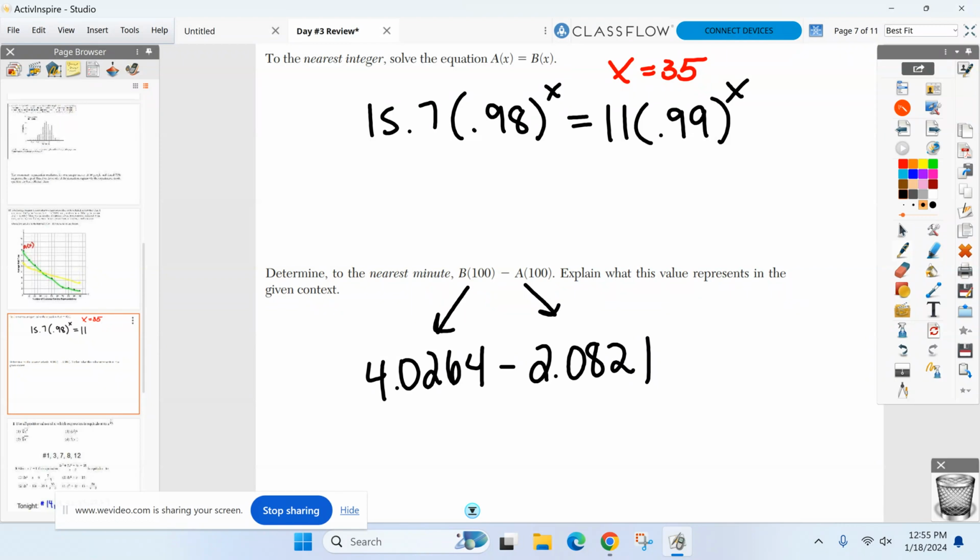Just check with me up here, make sure we're getting these values for b of 100, a of 100, and then subtract them to the nearest minute, 2 minutes. When you subtract it, round to the nearest minute. Okay, hurry up, let's go.